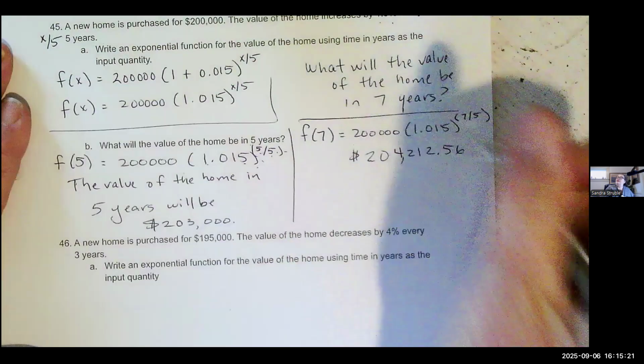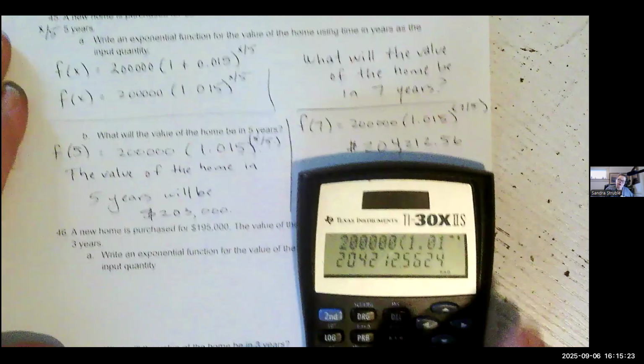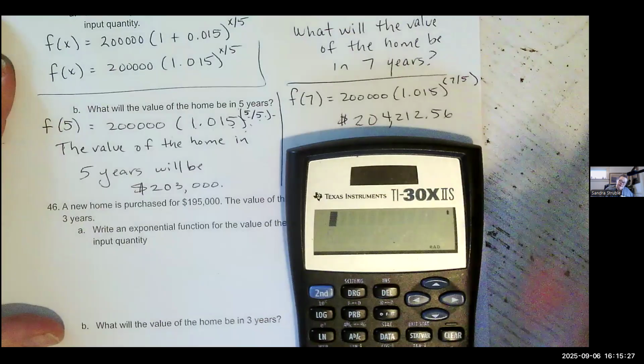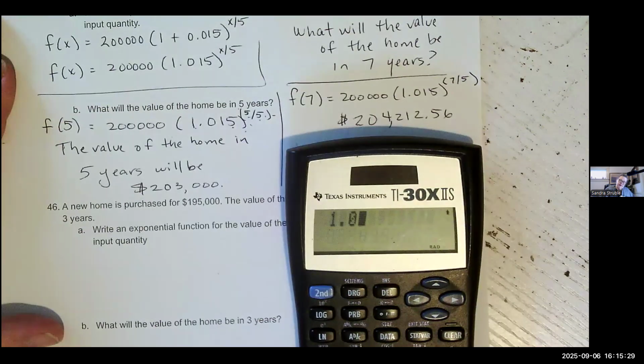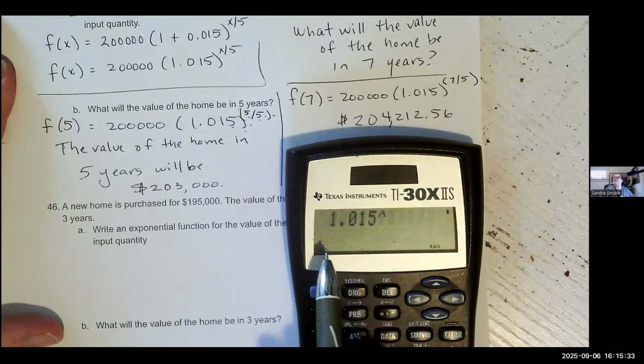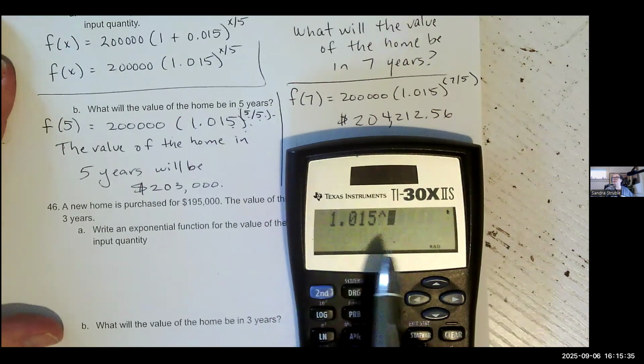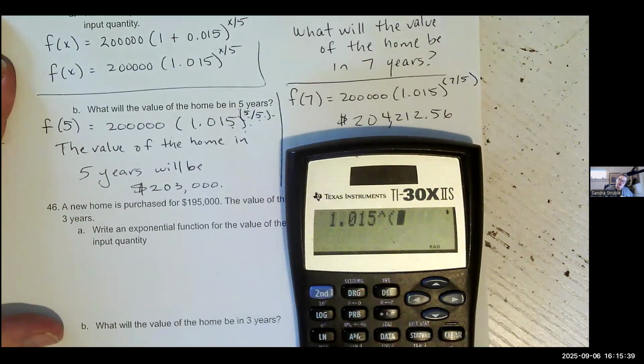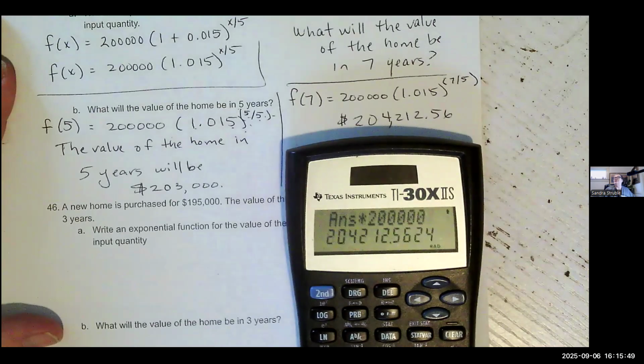If you would have done this by order of operations, I just want to show those folks who like to do that. It's 1.015 raised to the power. Notice I didn't have to put parentheses around that because I'm not multiplying it all in one step. So I have to raise it to the power. You do have to use your parentheses in your exponent. Equals, times 200,000. And you get the same answer.